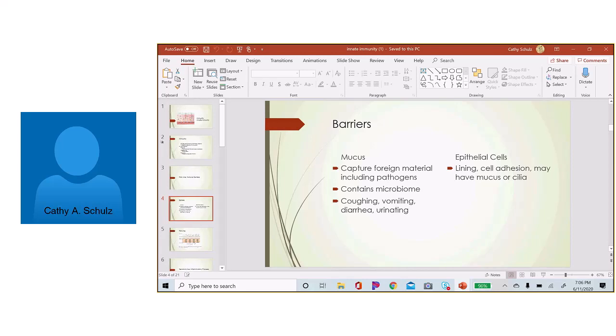The other barrier is the epithelial cells, not to be confused with the endothelial cells, which is another group of cells we'll talk about a lot. Epithelial cells are the cells that line body surfaces. Endothelial cells are the ones that are located in the vessel. These epithelial cells have cell adhesion molecules which help to keep them close together. They are also adhered to the basement membrane. They will have mucus on top of them or cilia.